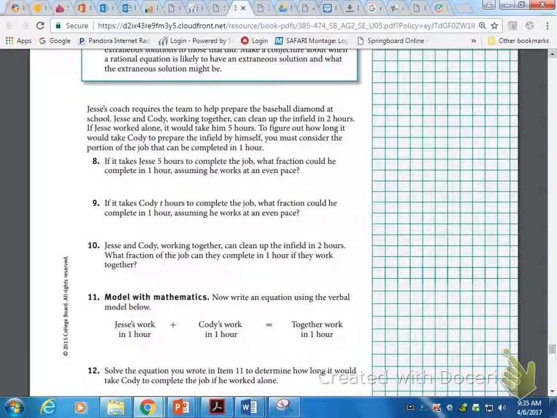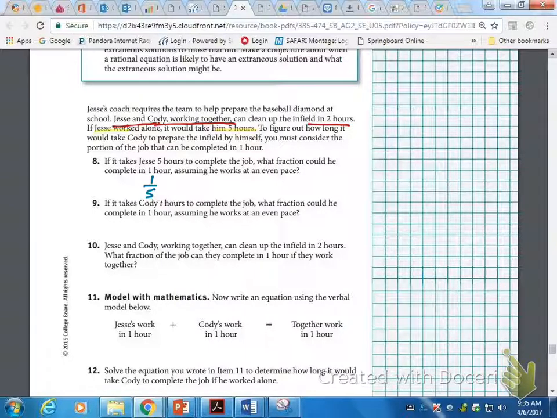All right, so they gave you information about Jesse and Cody. They said Jesse and Cody working together can clean up the infield in 2 hours. What did they tell you about Jesse? Jesse takes 5 hours to complete a job. So Jesse can complete it in 5 hours. So what does that mean? How much can Jesse complete in 1 hour? 1/5.